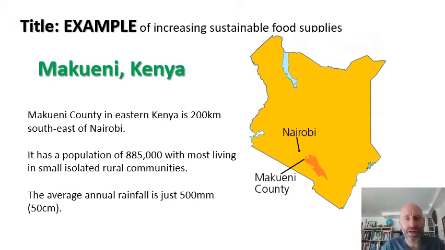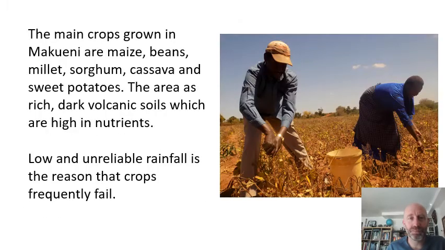And then we go on to look at an example of somewhere that's increasing sustainable food supplies, and we're looking at Makueni in Kenya. That's in eastern Kenya, just southeast of Nairobi, with a population of 885,000. Most people in that county live in small, isolated rural communities with a very low amount of rainfall. So they grow crops, maize and beans. Now, the low and unreliable rainfall means that these crops often fail.